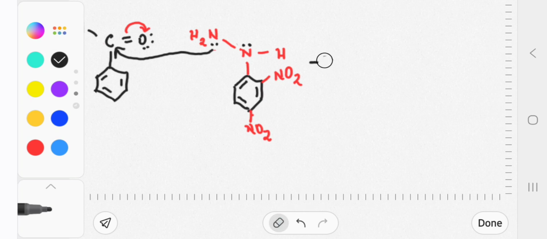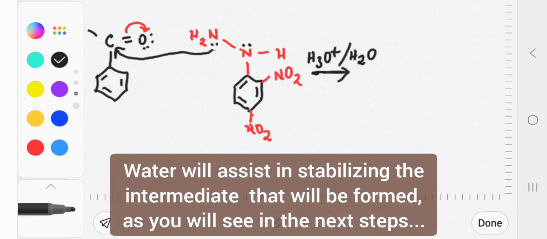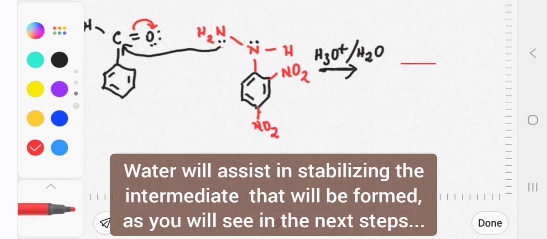Another thing I forgot to mention is that this reaction is taking place in an aqueous medium. Aqueous medium meaning presence of water, and in the presence of an acid. So we're going to represent that by H3O plus, which is the hydronium ion. Then in the presence of water, that is what will drive this reaction. The water is going to serve to facilitate the process. It's going to help stabilize the intermediate that is going to be formed. That is what this water is going to do.